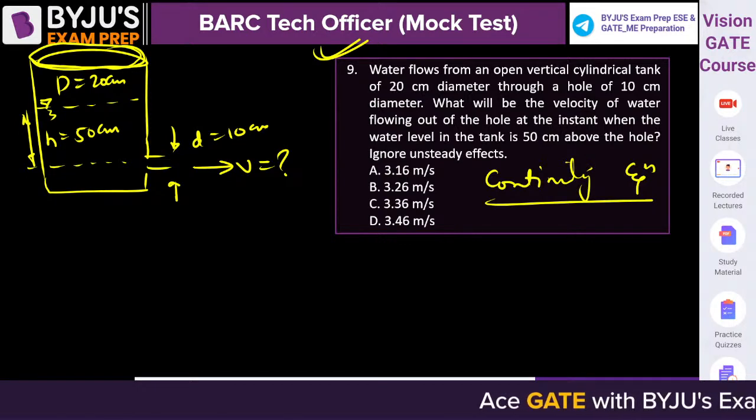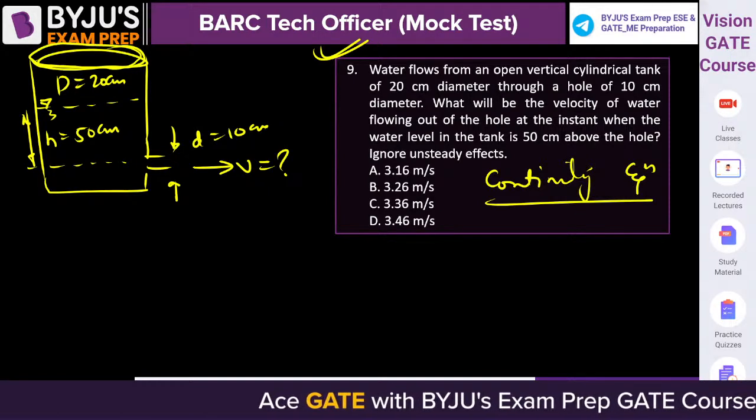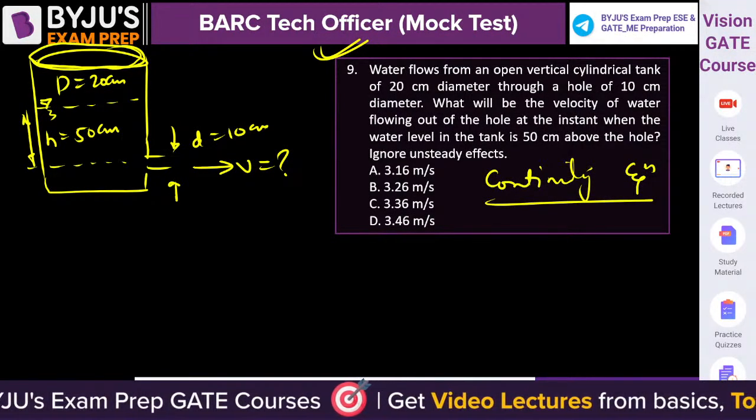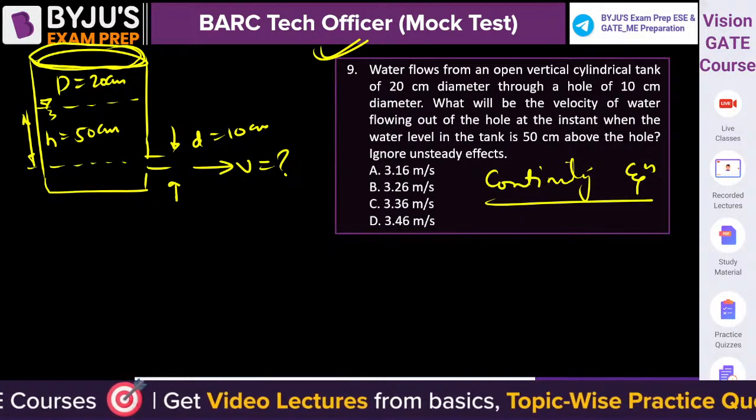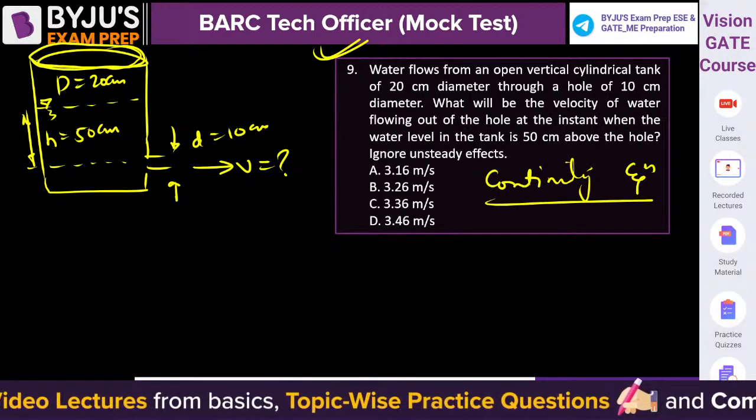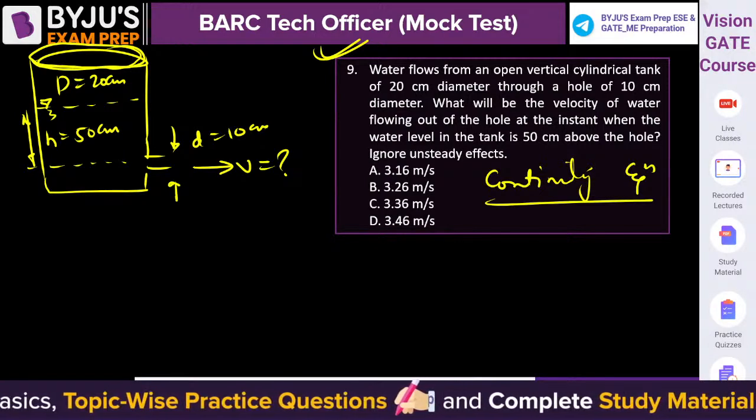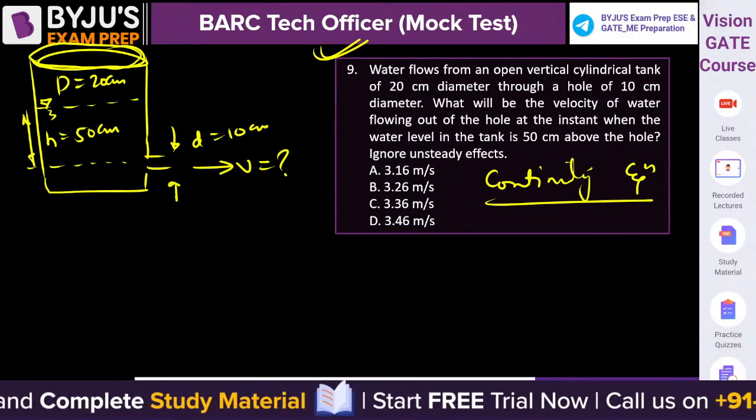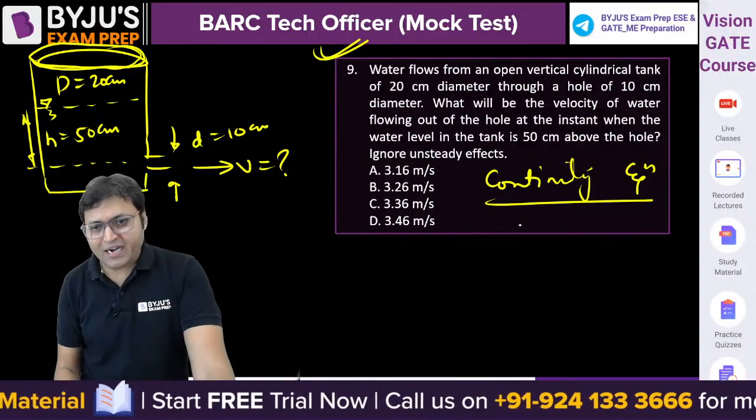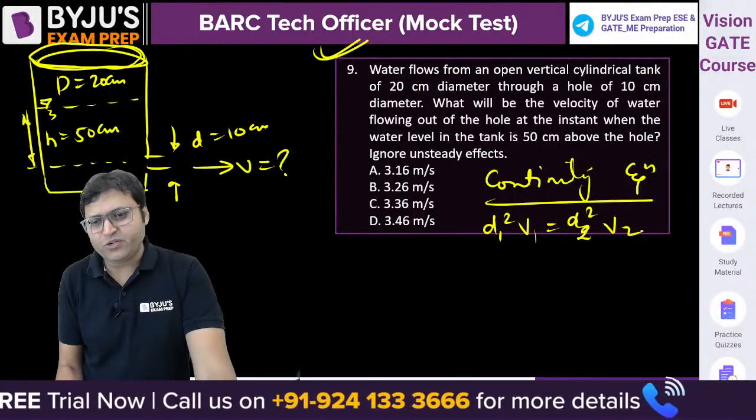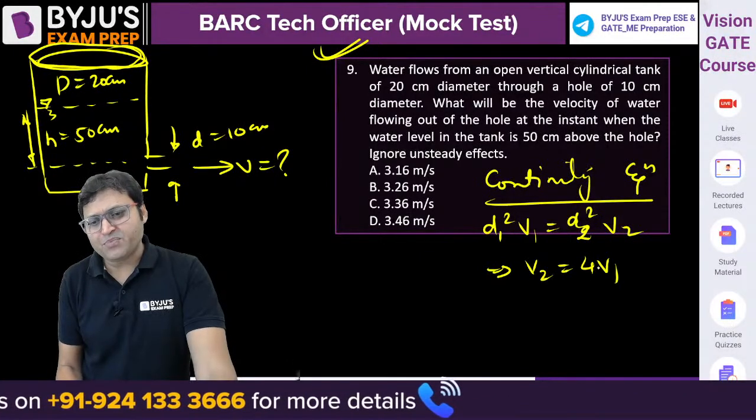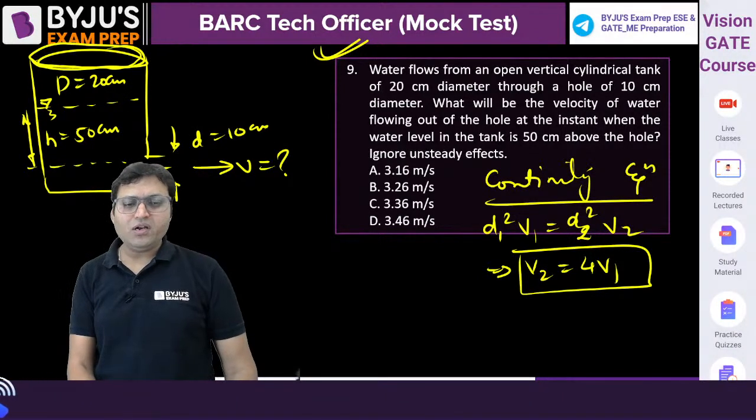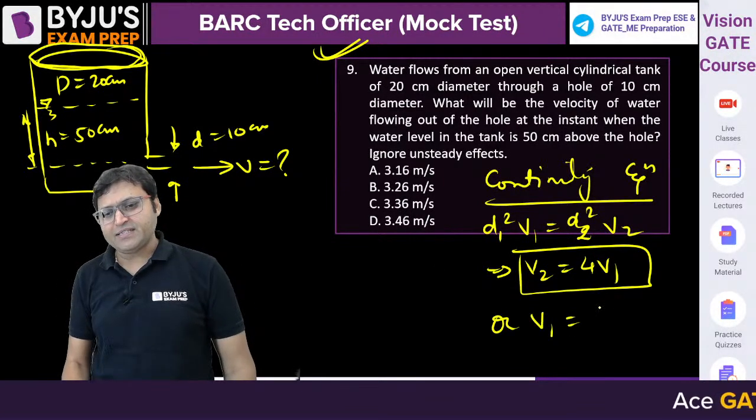What will be the answer? Yes, tell me. If you apply continuity equation, can we say d1 square into v1 is equal to d2 square into v2? So here v2 is equal to 4 times of v1, isn't it? Because capital D, the diameter of the tank, is twice the diameter of the hole. So v2 is equal to 4v1, or we can say v1 is equal to v2 by 4.